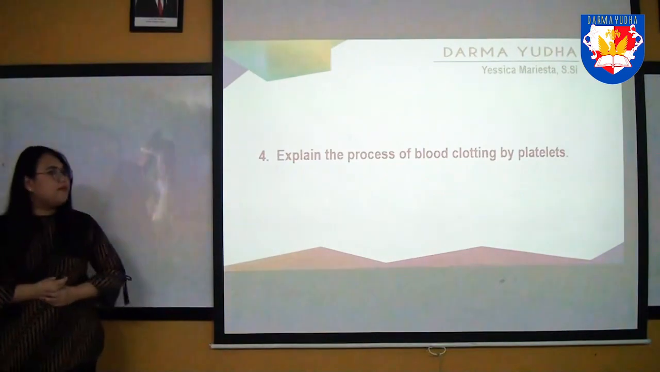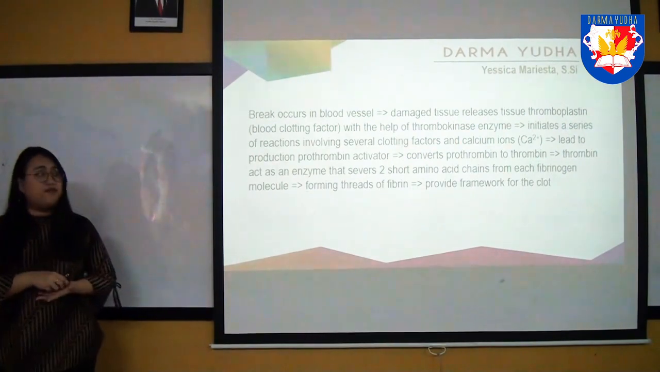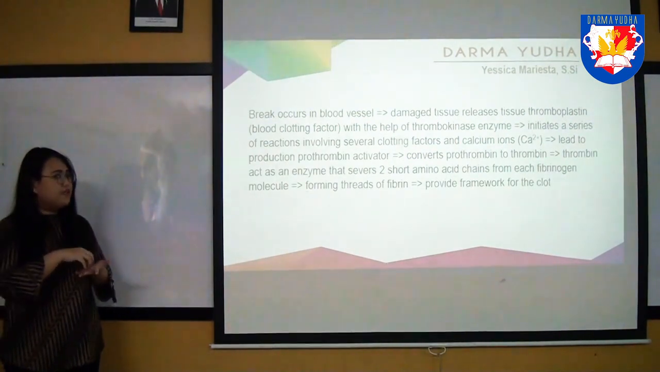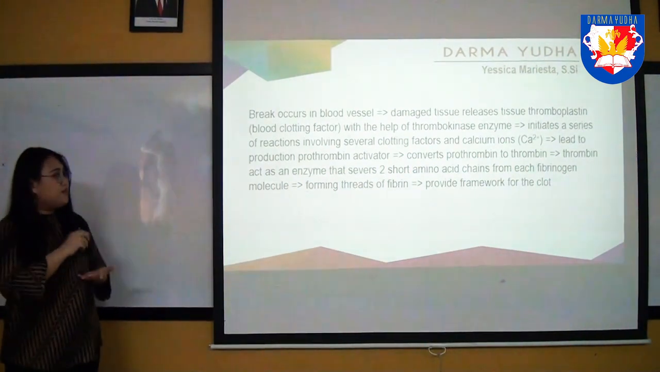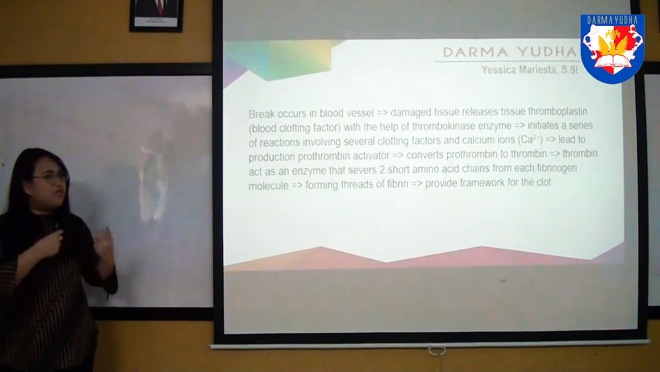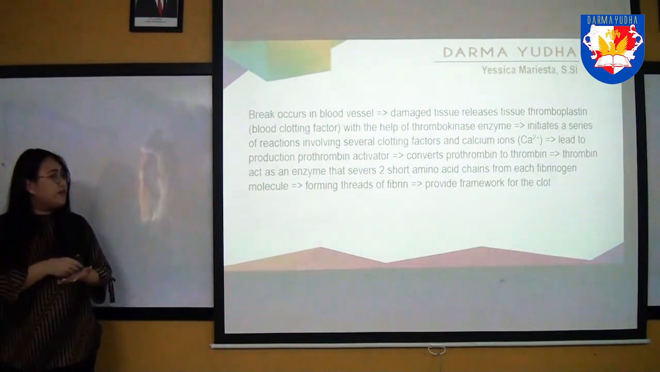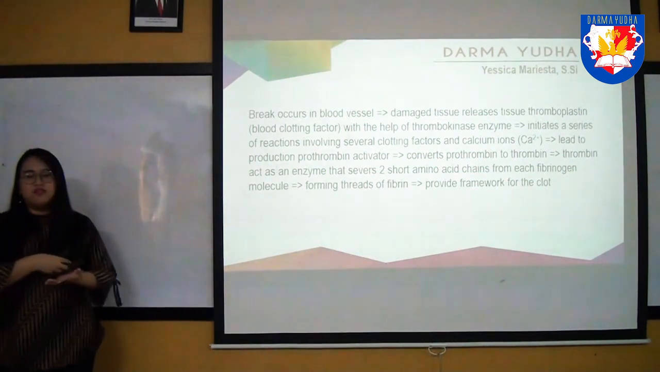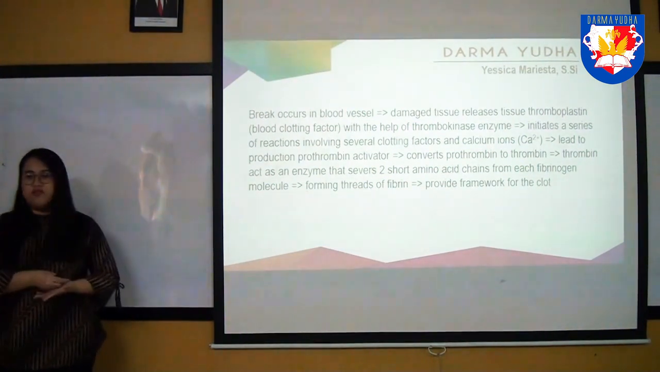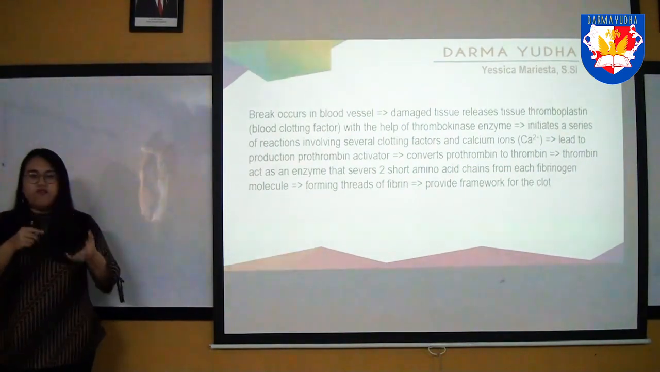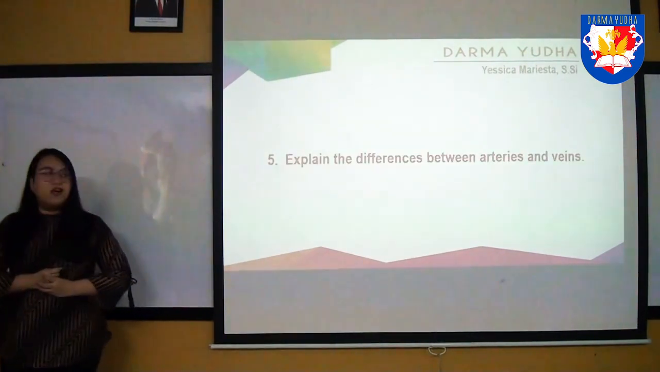The fourth is to explain the process of blood clotting by the platelets. So a break occurs in the blood vessel. After that, the platelets release thromboplastin, which is a blood clotting factor, with the help of thrombokinase enzymes. After that, it initiates a series of reactions involving several clotting factors and calcium ions, and after that it initiates the production of prothrombin. Prothrombin will change into thrombin. Thrombin will initiate the forming of fibrin, and at the end it will provide the framework for the clot. Five is to explain the differences between arteries and veins.